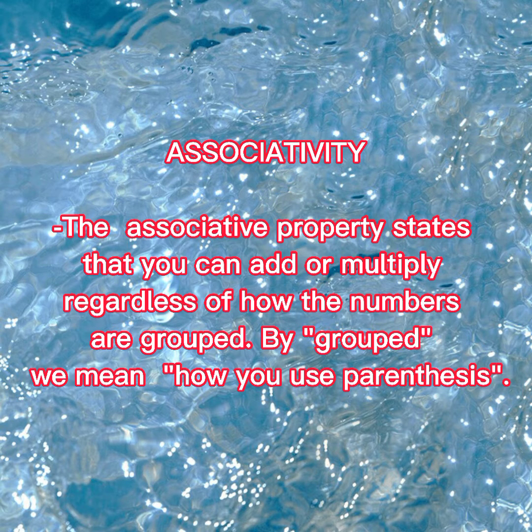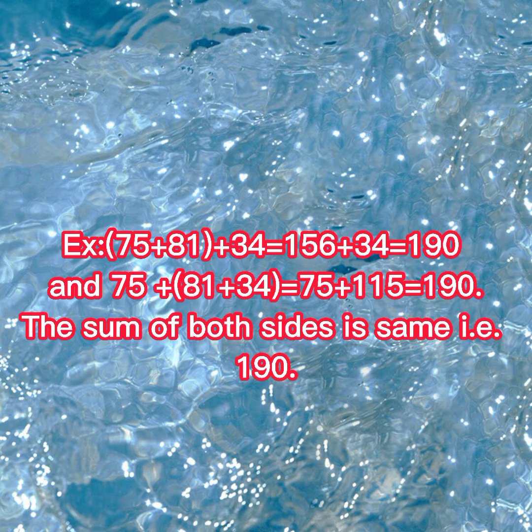Let's proceed to the associativity. The associative property states that you can add or multiply regardless of how the numbers are grouped. By group, we mean how you use parentheses. In other words, if you are adding or multiplying, it does not matter where you put the parentheses. For example, (75 + 81) + 34 = 156 + 34 = 190, and 75 + (81 + 34) = 75 + 115 = 190. The sum of both sides is the same, 190.